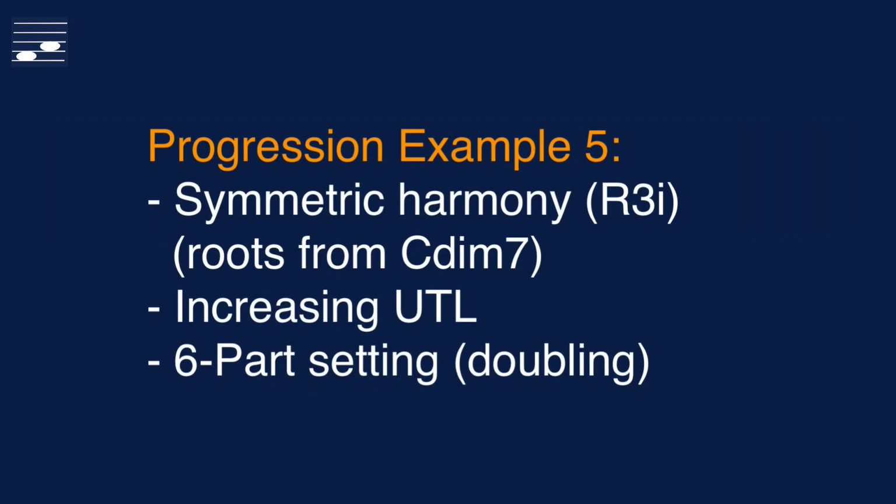The final progression returns to the Schillinger symmetric system of harmony. This time the roots descend with pitches from the C diminished 7th chord. Another equal division of the octave, now in minor thirds, R3I. The tension level pattern shows a continuous increase, and the writing is in 6 parts.